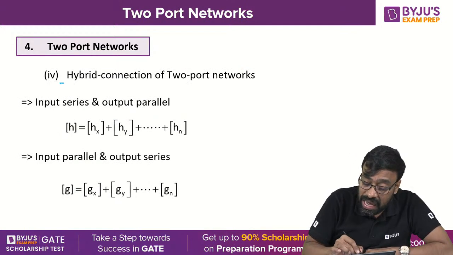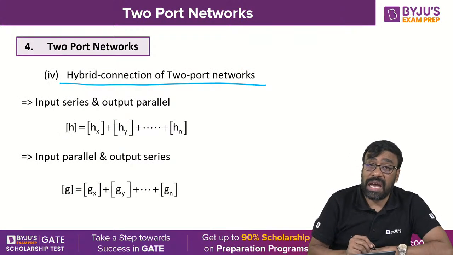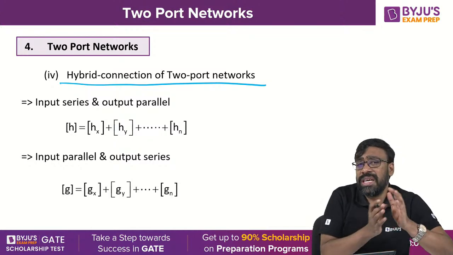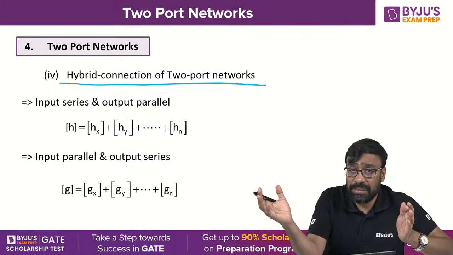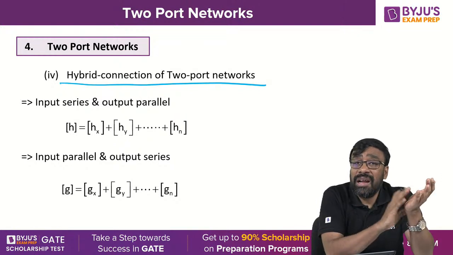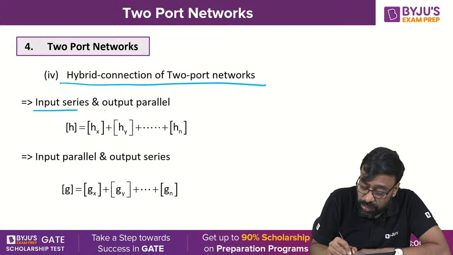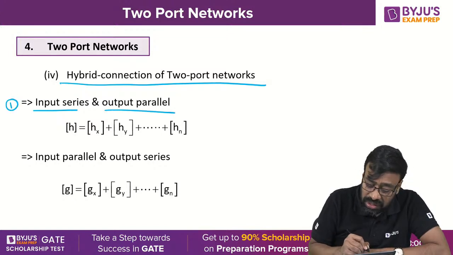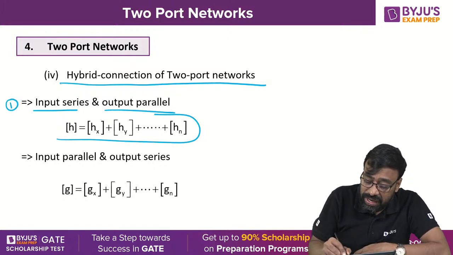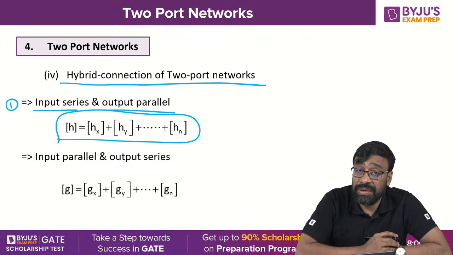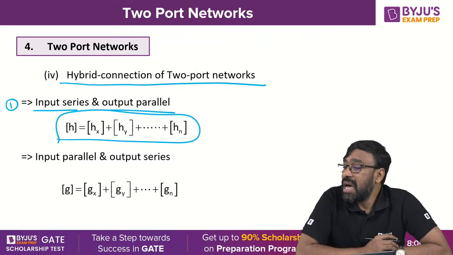Similarly, hybrid connection of the 2-port networks. Hybrid combination means input side series, output side parallel combination can be possible. Input side parallel, output side series combination is also possible. So input series, output parallel, the first combination can be taken as hybrid parameters, H parameters we will generally take. That is nothing but hybrid parameters.